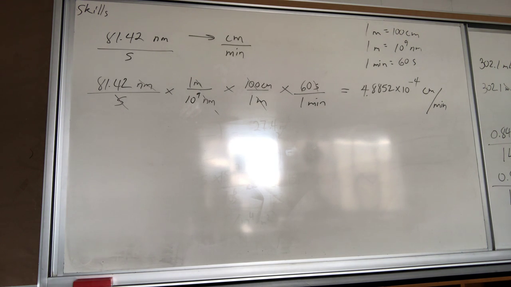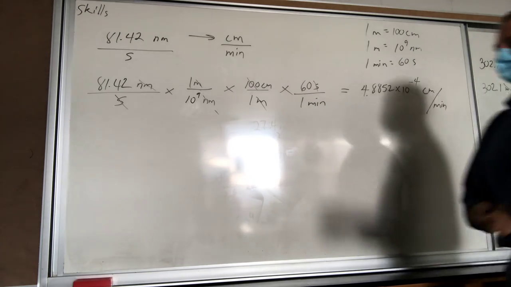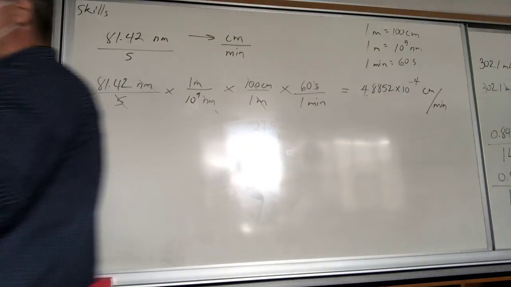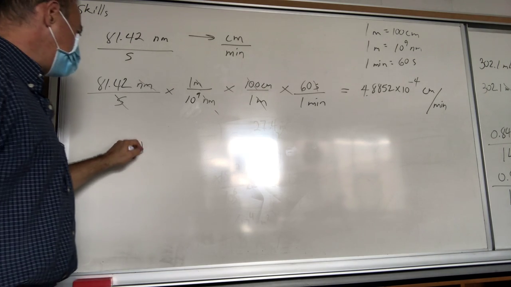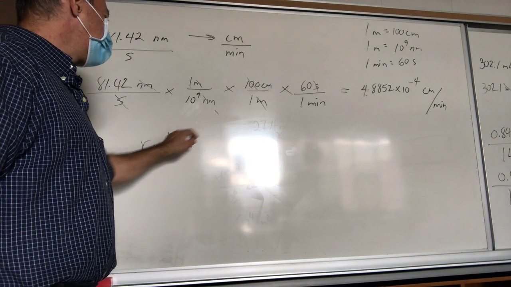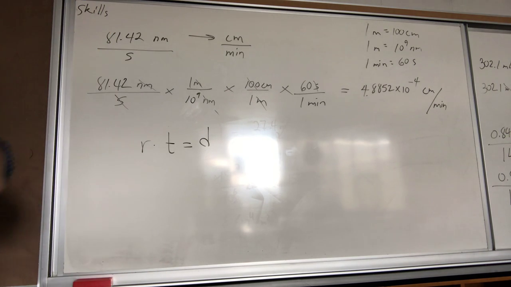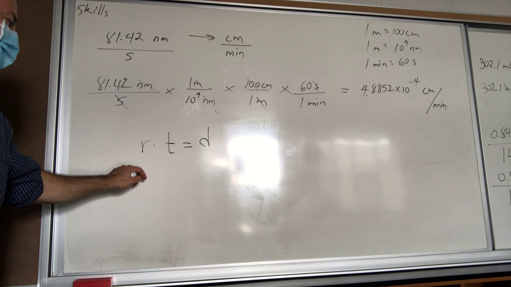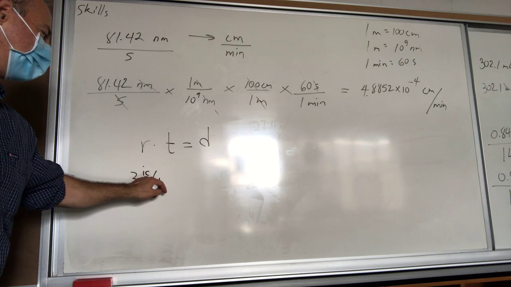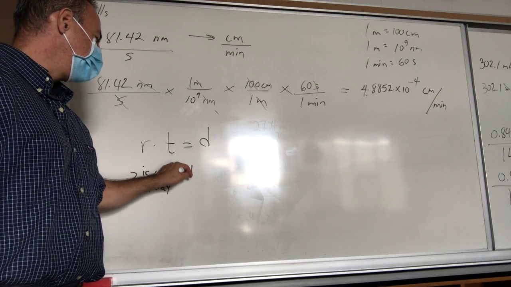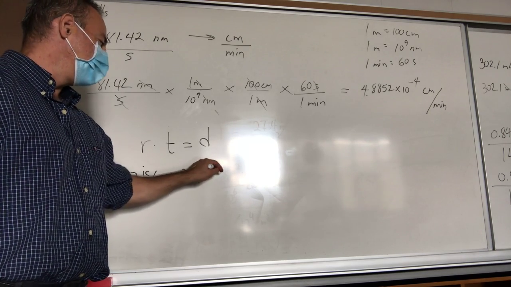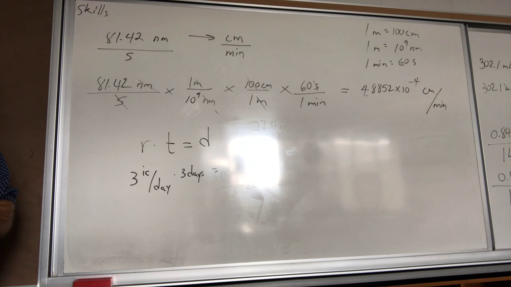We can find that out. We can do a simple calculation. Because anytime you have a rate and some time, you can find out the distance, okay? So here's the formula. Rate times time equals distance. This is a formula that you use more often than you realize. If you eat 3 ice creams per day for 3 days, how many ice creams are you going to eat?